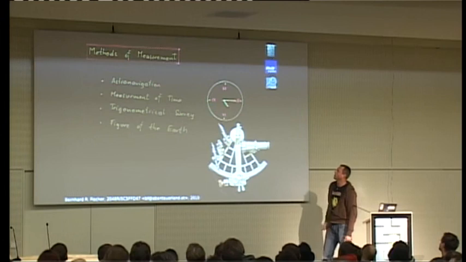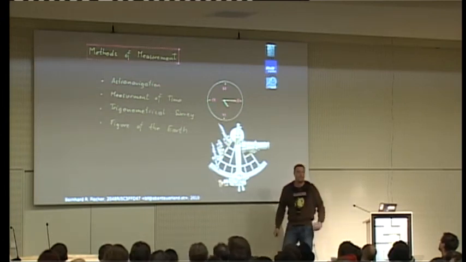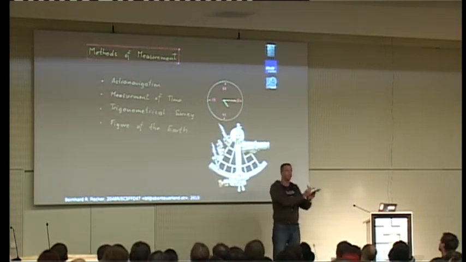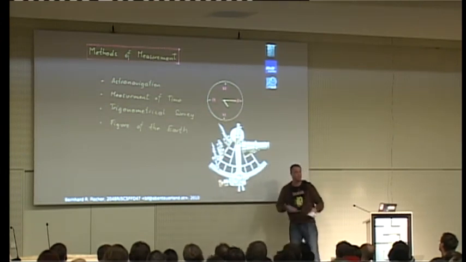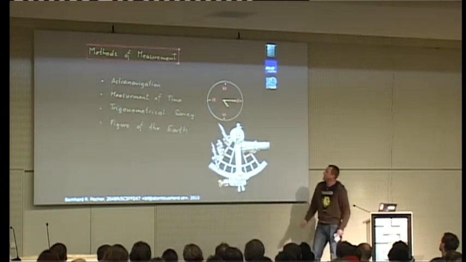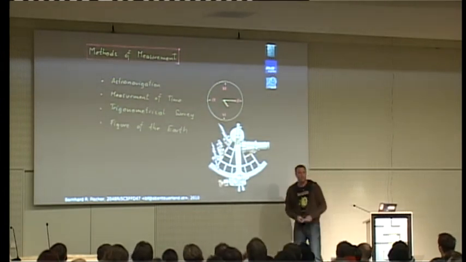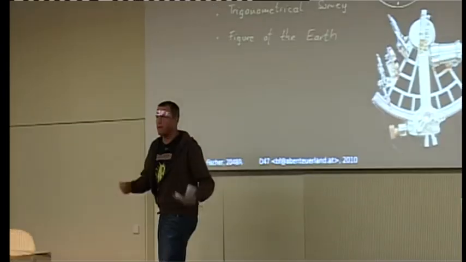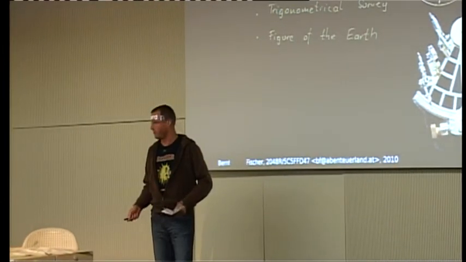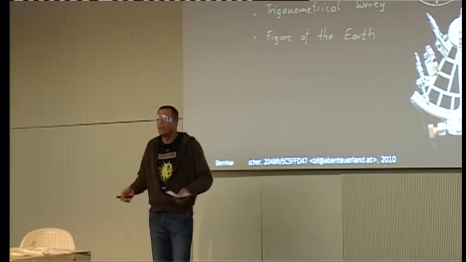They, of course, use trigonometrical survey, which means I have a fixed location, which I know the position, and I measure the angle to some other place. And if I know the distance, then I can do some mathematical stuff. And of course, what they needed is a really important thing, and that's the worst of all that mapping stuff, is the true figure of the Earth. How does our Earth really look like?